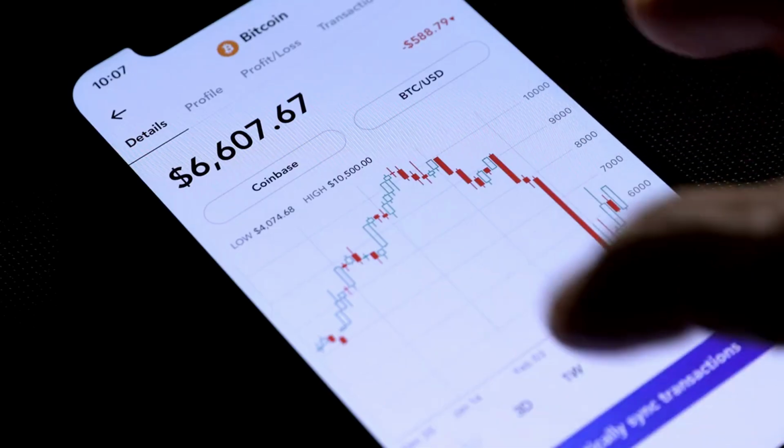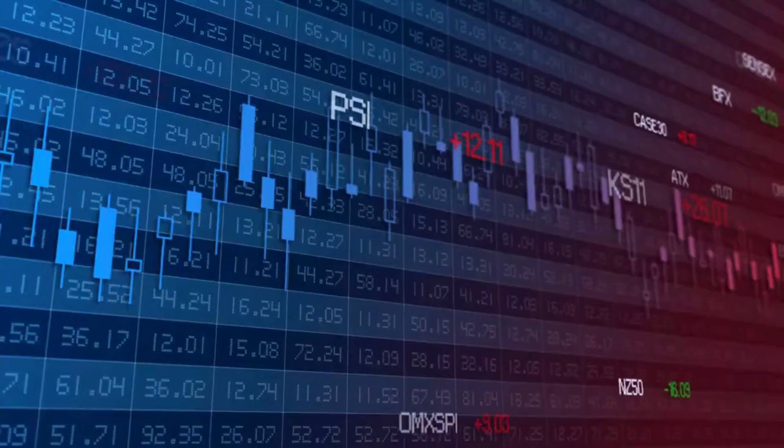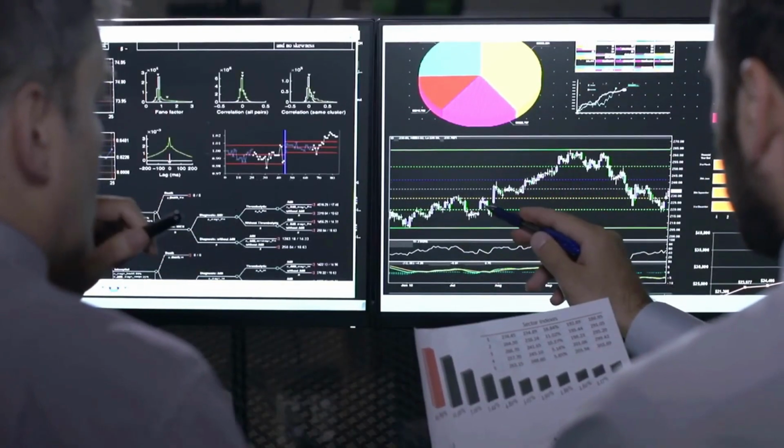Geographical diversification. Look beyond the U.S. Emerging markets like India and Brazil are growing rapidly, offering high returns. However, weigh the risks of currency fluctuations and political instability.